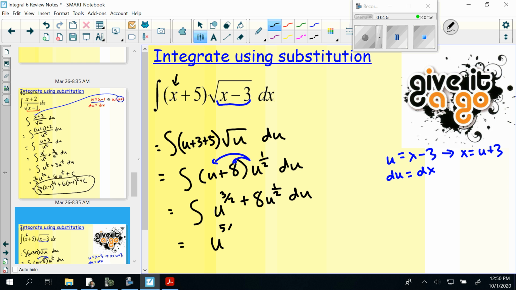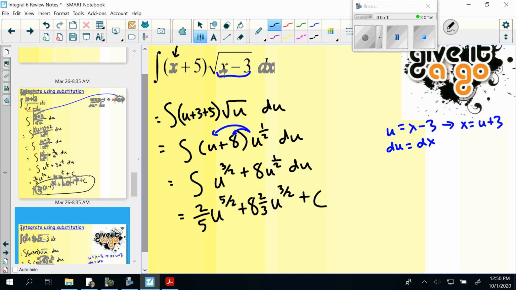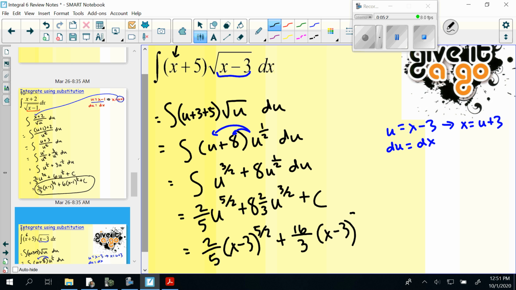That'd be 5/2 if we add 1. Reciprocal is 2/5. Here it would be 3 halves. Reciprocal is 2/3. And then plus our constant. Now substitute back in, and our substitution here was x minus 3. So we get 2/5 (x minus 3) to the 5 halves, plus, I'm going to multiply those together, 16/3 (x minus 3) to the 3 halves plus c. So if you had that, great job.